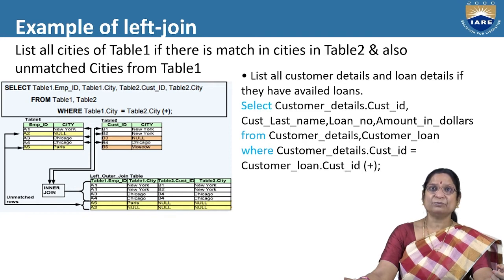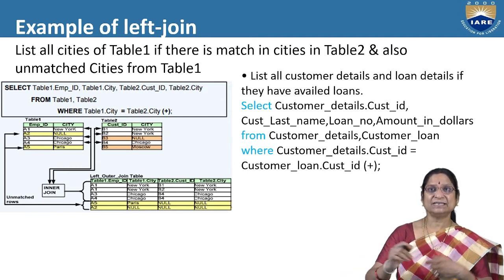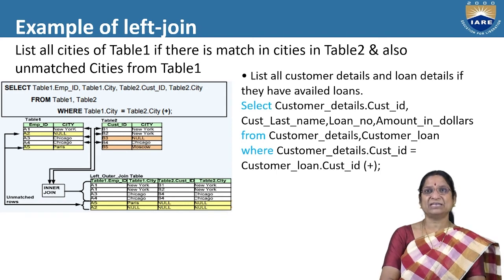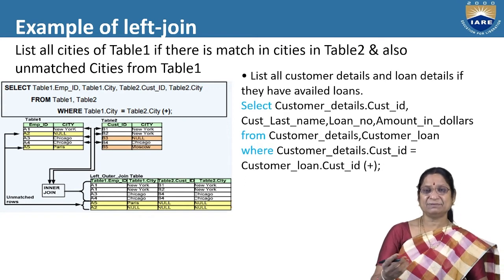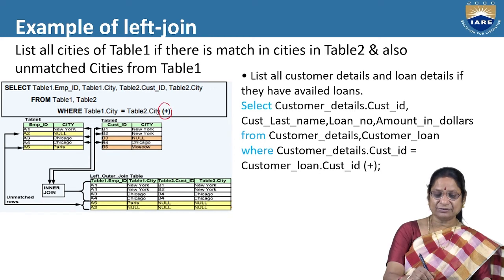What is here? We are supposed to display all cities of table 1 if there is a match with table 2. Fine, that is only satisfying. But unmatched cities of table 1 also. So from table 1 I have to retrieve the data where there is no match in table 2. But the respective city name is going to be null in the table. So table 2 side null values are included now.